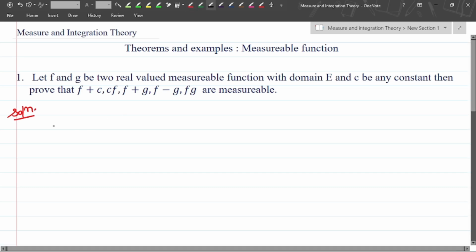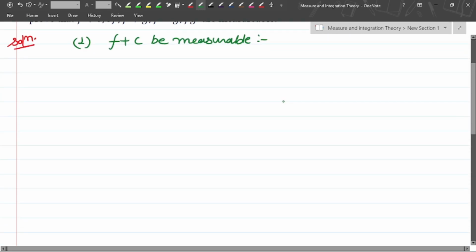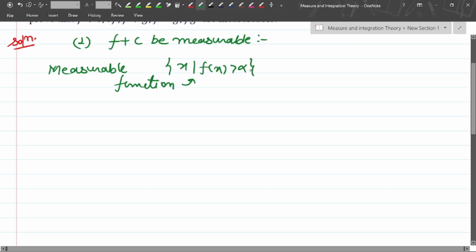First of all, we'll take the example of f plus c. So f plus c is measurable. We want to show that it is measurable. A measurable function is basically one where the set of x such that f of x is greater than alpha is measurable for every alpha belonging to the real numbers.